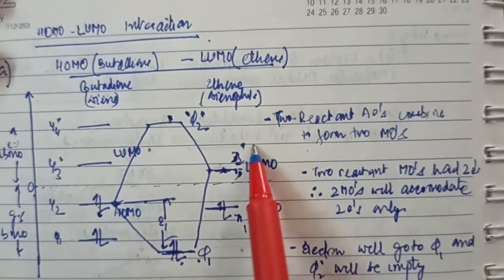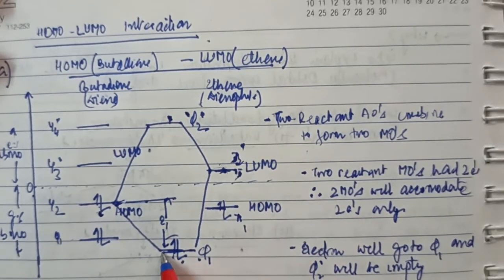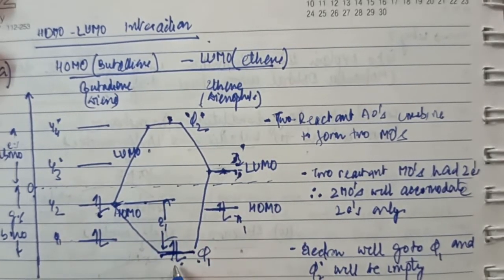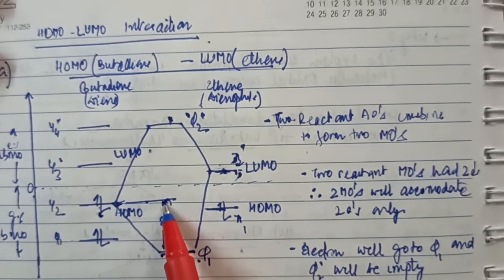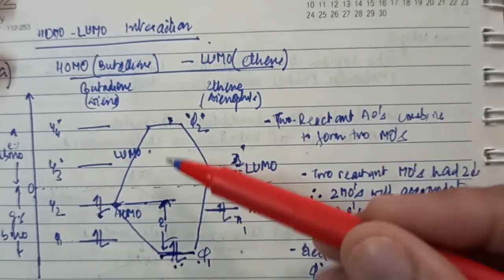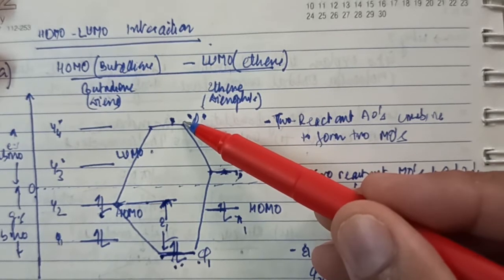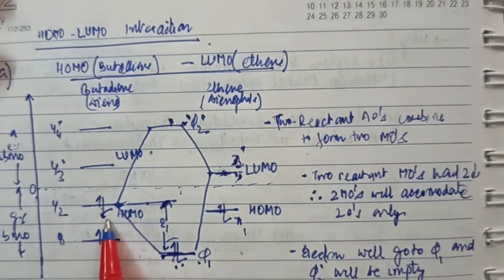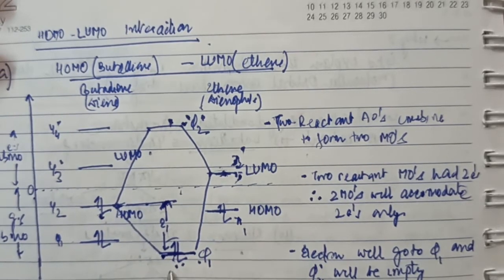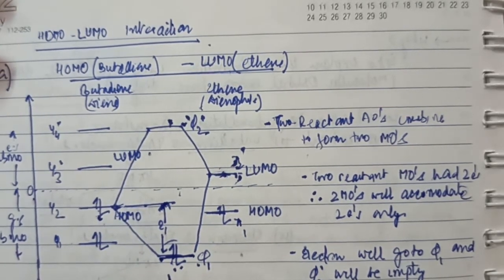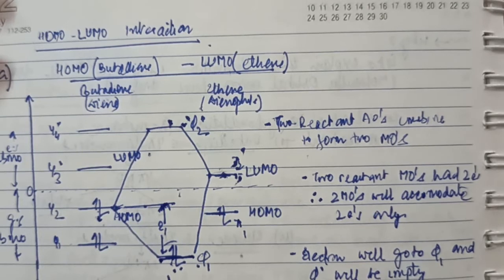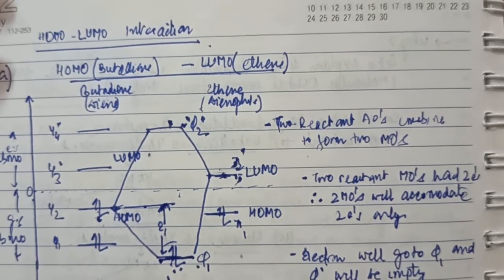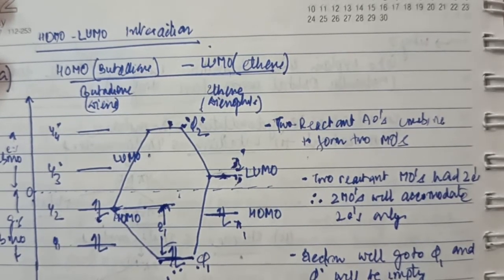That means this interaction has produced a system in which the electrons go down, with a stabilization of E1, and since there are no electrons in Phi2 star, there will be no destabilization. Therefore, interaction between HOMO and LUMO is providing stability to the system, and therefore this is the interaction I should consider while considering the reaction conditions.